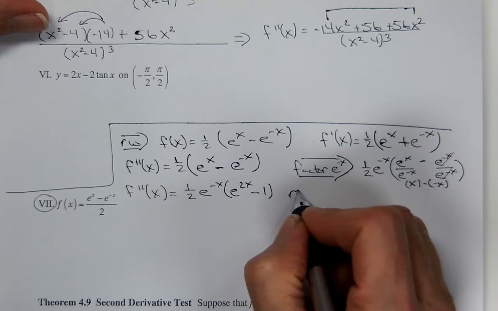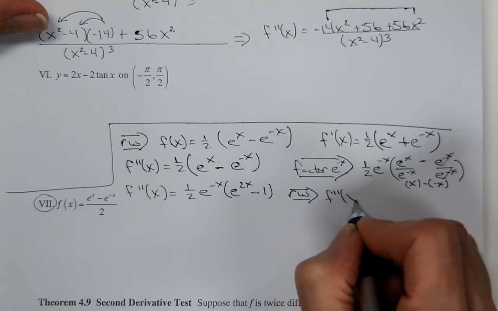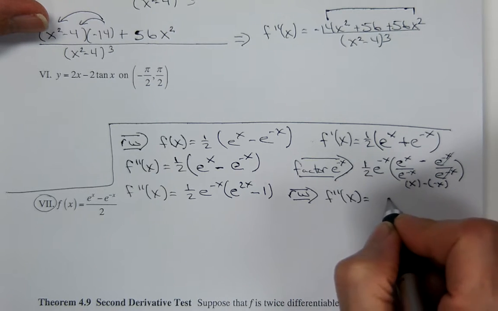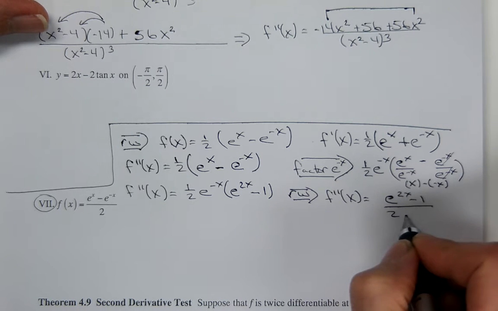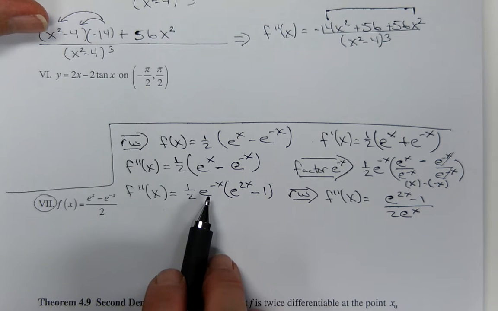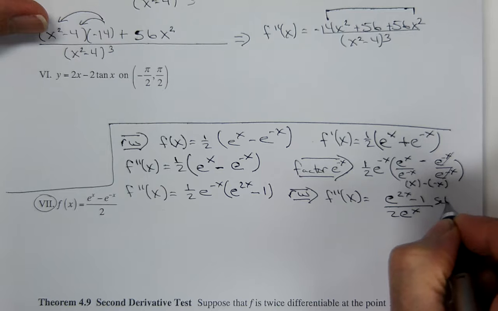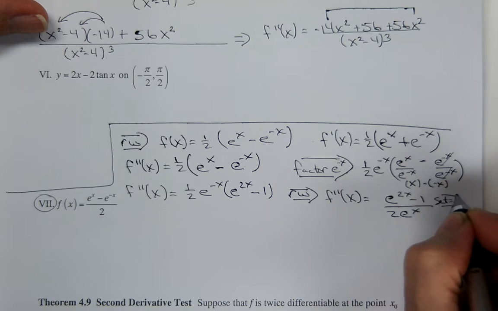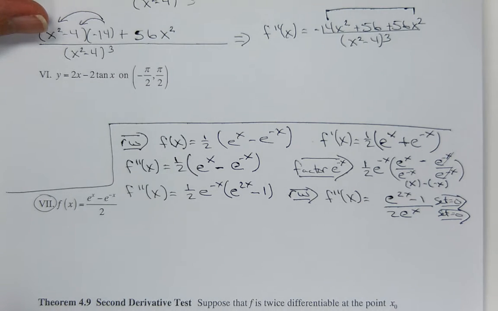I'll rewrite the second derivative now. So f double prime of x is equal to e to the 2x minus 1 over 2e to the x. So the 2 is certainly a denominator. This is moving to the denominator. This binomial is staying in the numerator. And we are going to set the numerator equal to 0 to find out where the second derivative is 0, possible inflection points, and set the denominator equal to 0 to find out where the second derivative doesn't exist, possible inflection points.